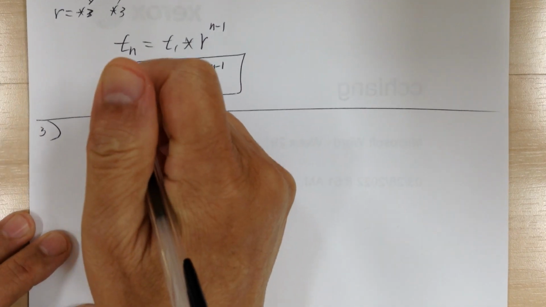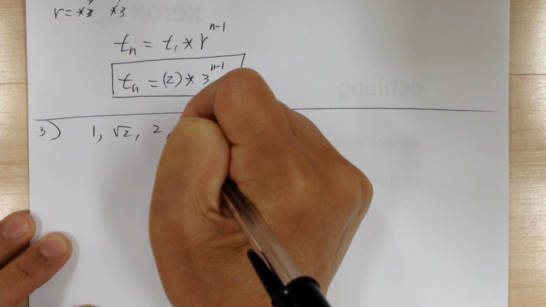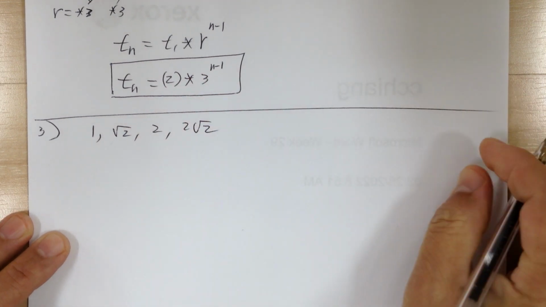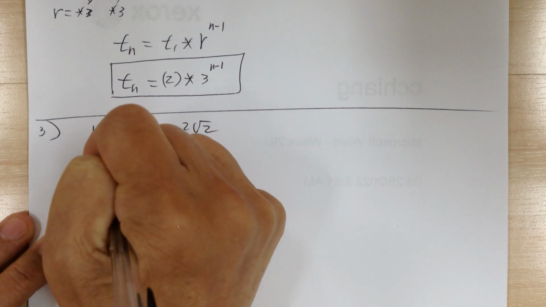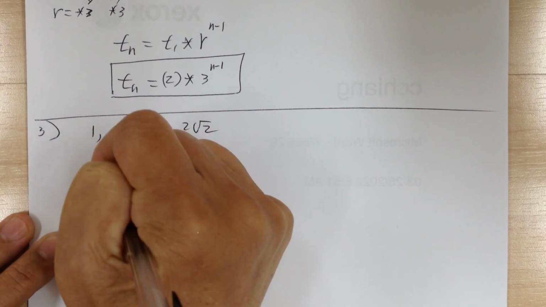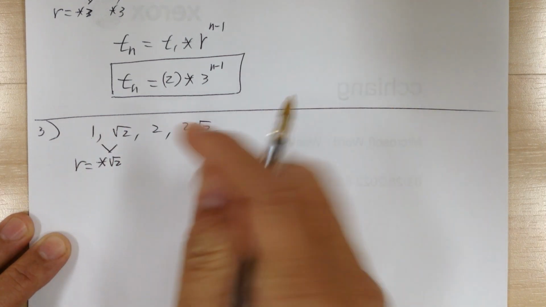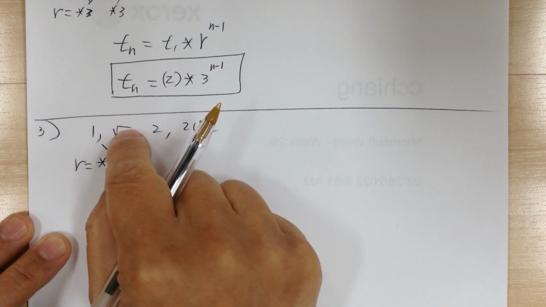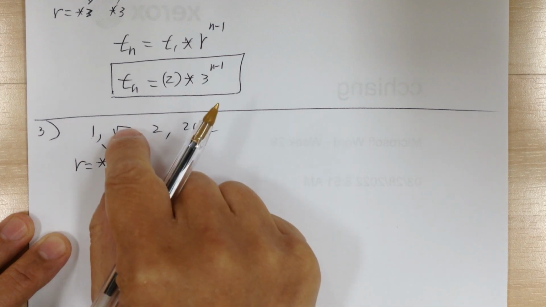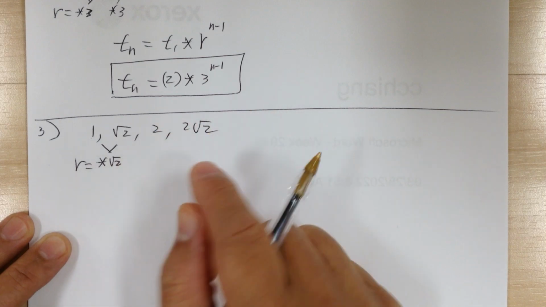Okay, number 3, you have 1, square root of 2, 2, 2 square root of 2. First let's figure out the R. From here to here, you have to multiply by square root of 2. So that's your R. To find the R, if it gets complicated, you just use any term divided by the previous term. Use this divided by that, you get that, or this divided by this, you get the same thing.